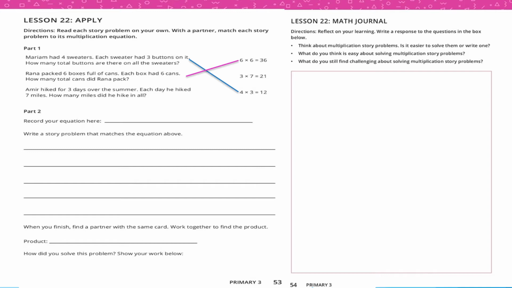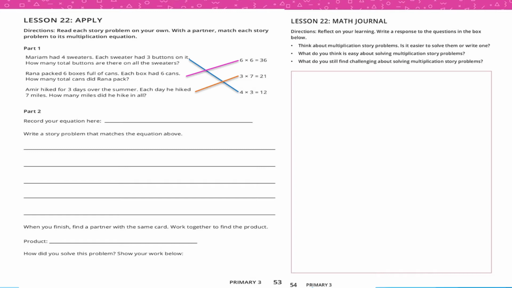Amir hiked for 3 days over the summer. Each day he hiked 7 miles. How many miles did he hike in all? So, for 3 days, each day he hiked 7 miles. So, 3 days are 3 times 7 equals 21. 21 what? 21 miles. Yes.